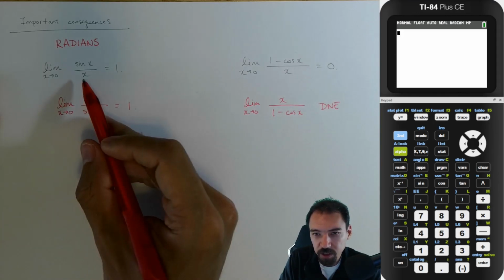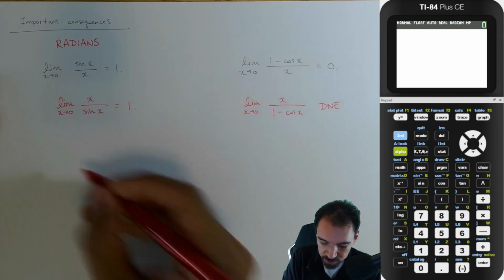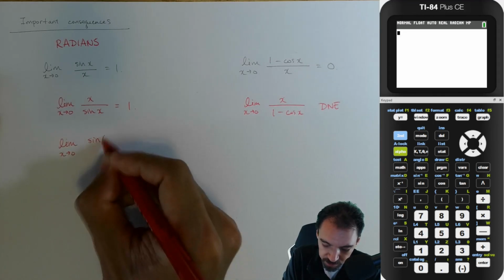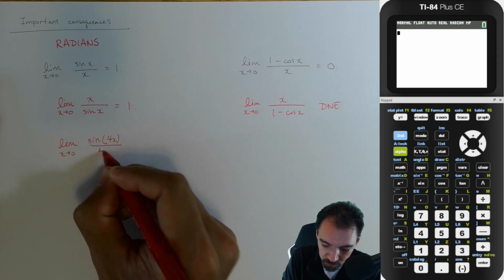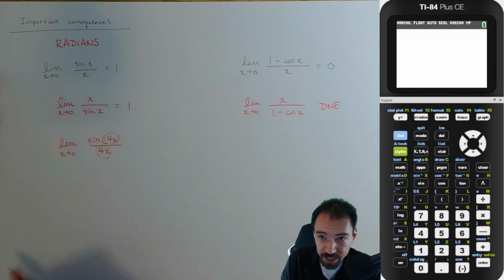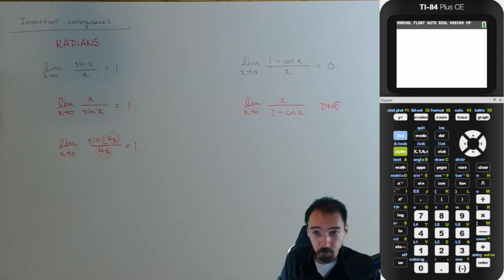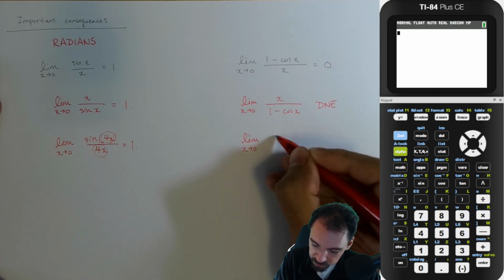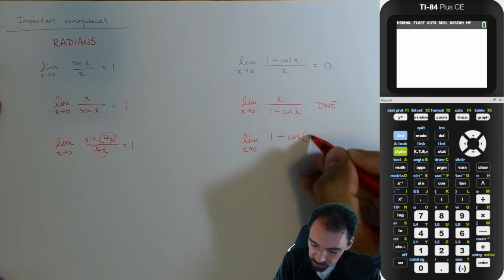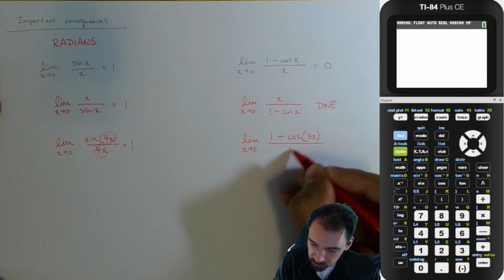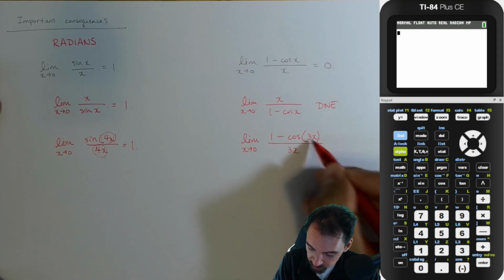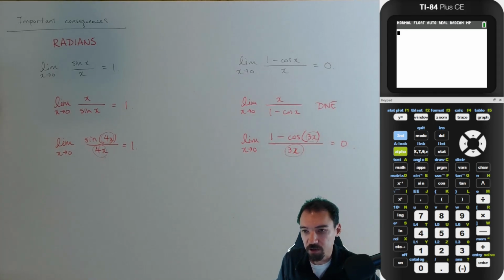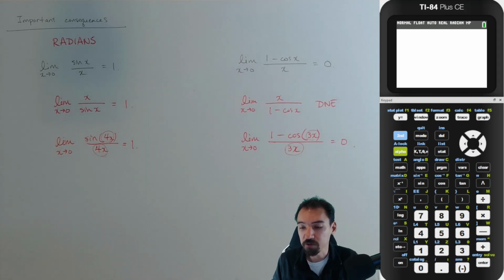And I can also do a composite function kind of situation, where if I take the limit as x approaches 0 of, let's just say, sine of 4x over 4x. So if this matches that, then I end up with 1. And ditto here, if I take the limit as x approaches 0 and I have 1 minus cosine of, let's go with 3x all over 3x, as long as this 3x and this 3x match, then I'm able to conclude this is equal to 0. And perhaps that will come in handy when you're doing some problems.